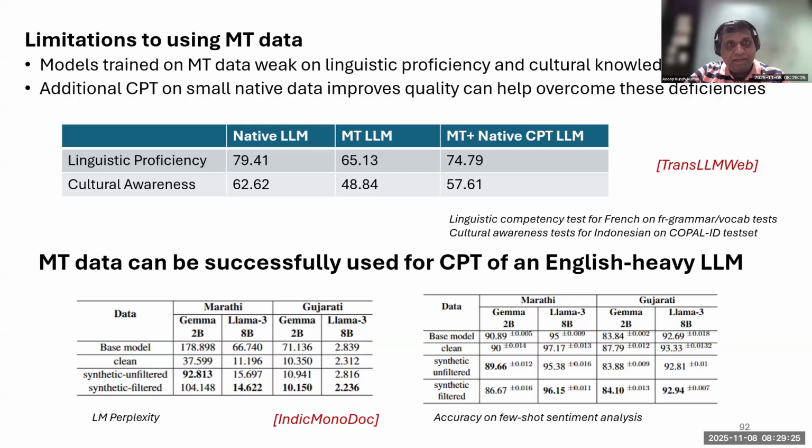So far, what I talked about was pre-training from scratch using MT data. But in the context of what we are interested in, what happens if I'm doing continual pre-training with machine translated data of an English heavy LLM? Even in that case, there are some results to show that there is improvement in downstream task performance.